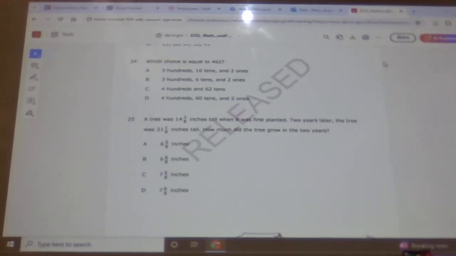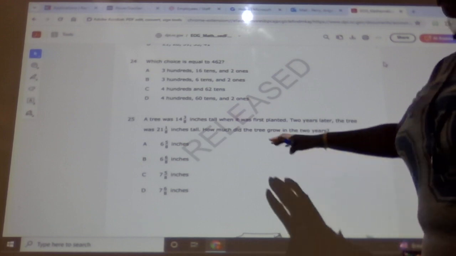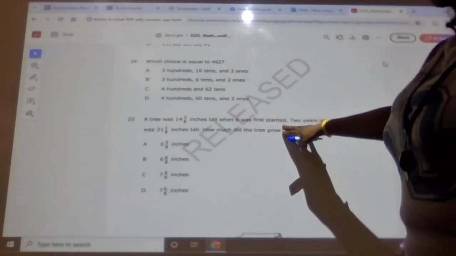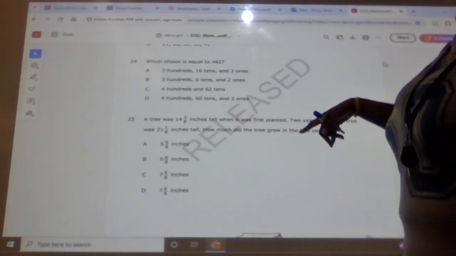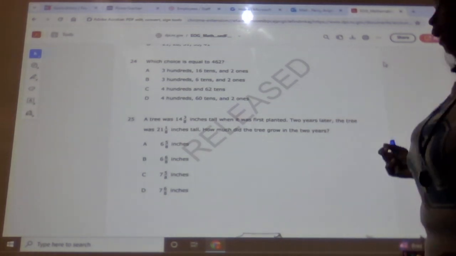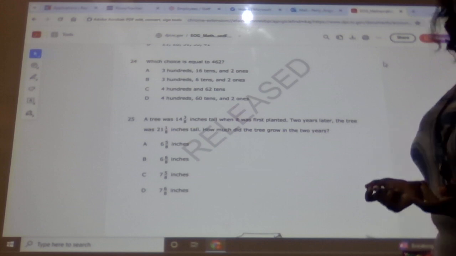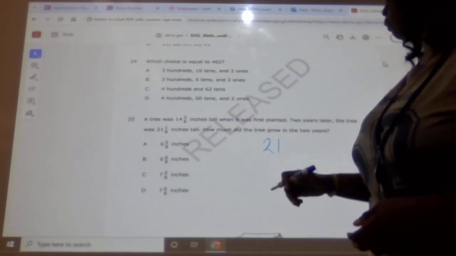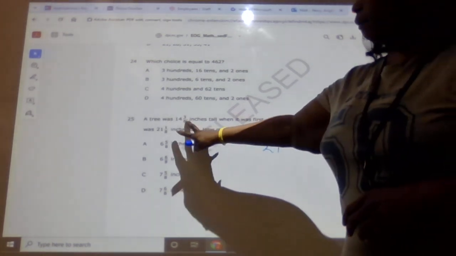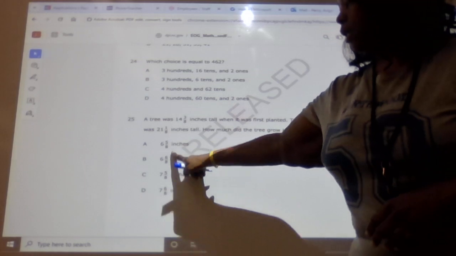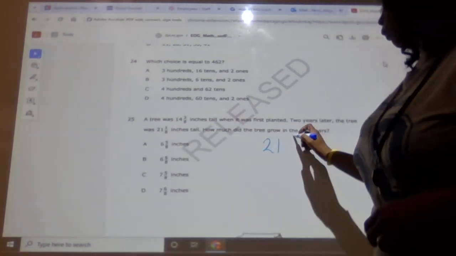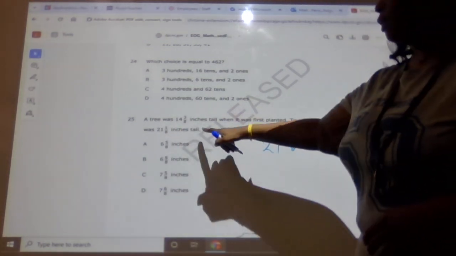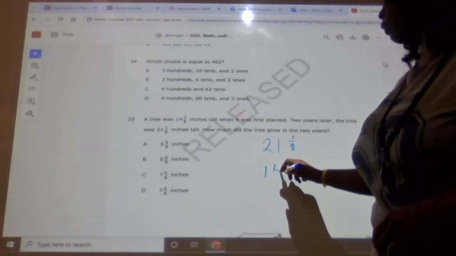Now we have, it says a tree was 14 and 3/8 inches tall when it was first planted. 2 years later, the tree was 21 and 1/8 inches tall. How much did the tree grow in 2 years? So we know we're going to subtract. Well, what lets me know I'm going to subtract? Number one, I'm looking at these two numbers here, and the fractions are getting smaller. The whole number is. And this is where it is now. It is 21 and 1/8. And this is where it was when it was first planted 2 years ago.